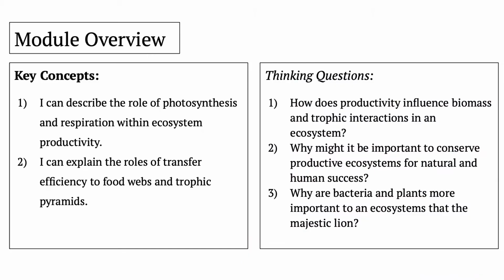To help us understand this, today we're going to be learning these key concepts: the role of photosynthesis and respiration within an ecosystem and its productivity, and the roles of transfer efficiency in food webs and trophic pyramids, thinking about how energy and how it's transferred sort of sets the stage for diverse, productive, resilient ecosystems to exist.